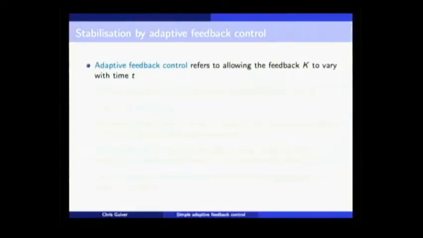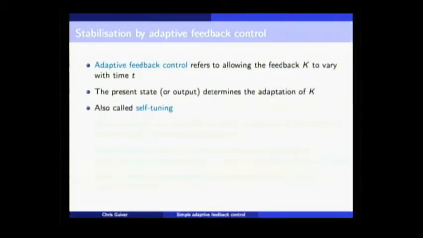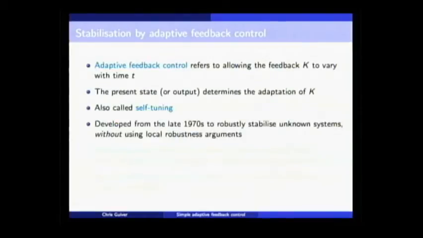So this is what I mean by adaptive feedback control. You allow your feedback parameter to vary with time according to some update law, the present state or output. In sort of early engineering literature, this was also called self-tuning. And the point is, no estimate of A and B were required. It's not a local robustness technique.